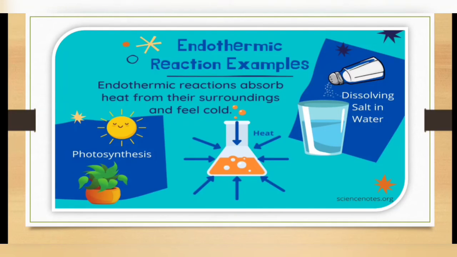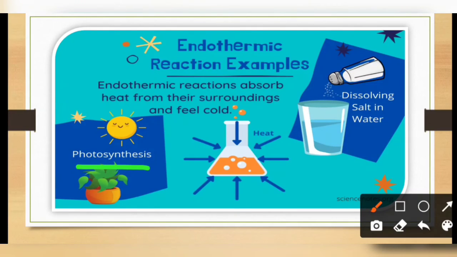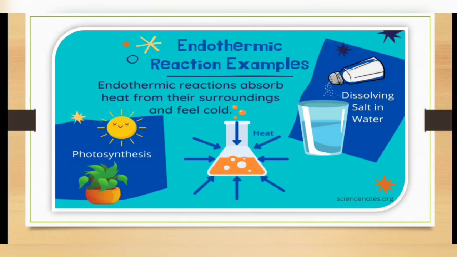For example, photosynthesis. In photosynthesis, the plants take up heat in the form of sunlight, and then they proceed with the reaction. Without the sunlight and without the chlorophyll, you will not be able to get it. Similarly, when we are dissolving something in water, we stir it slowly. If the temperature is a little bit high, it dissolves easily, so it is actually absorbing the heat from the surroundings.